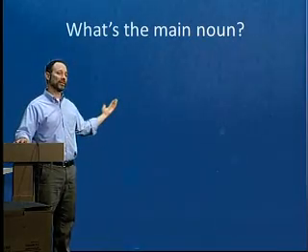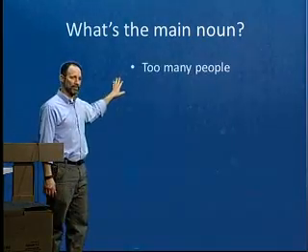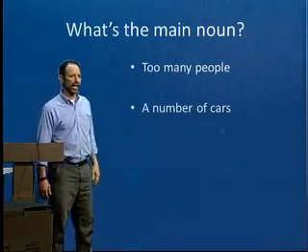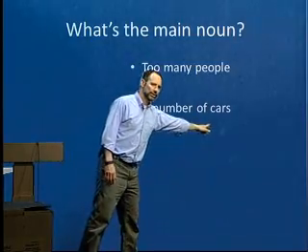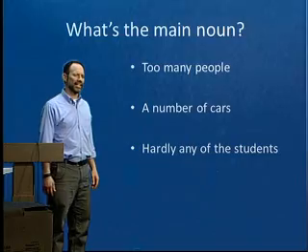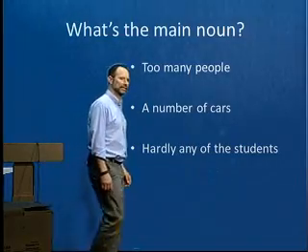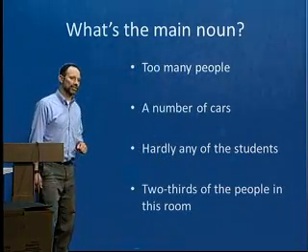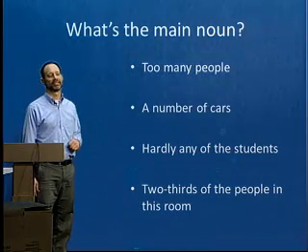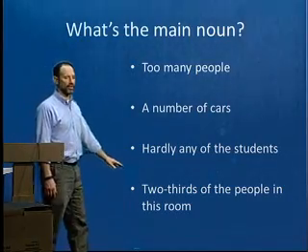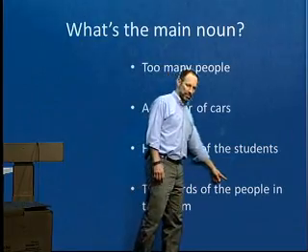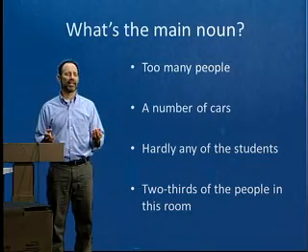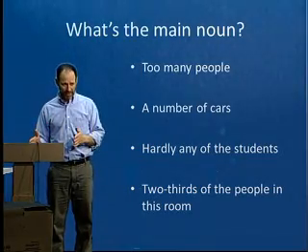So, what's the main noun? Too many people. What's the main noun here? People. A number of cars? Cars. Hardly any of the students. Students. 2/3 of the people in this room. For this one, the main noun is people. In this room is a preposition phrase, but it's not really part of the expression of quantity.